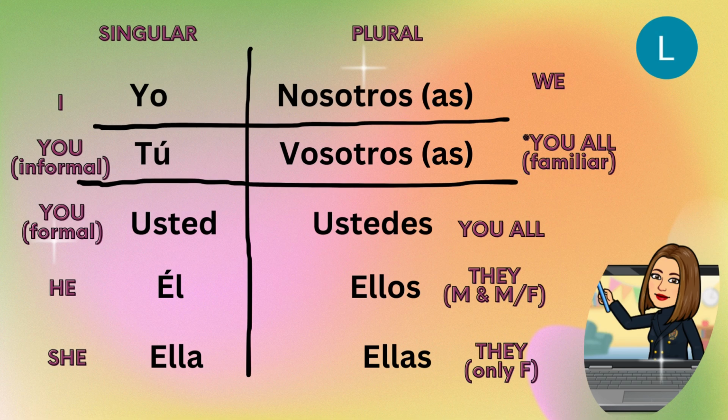We're going to move over to the plural side. Nosotros. The parentheses indicates the female version. Nosotros, nosotras. Just substitute the last two letters with the AS if you are referencing females. That means we.